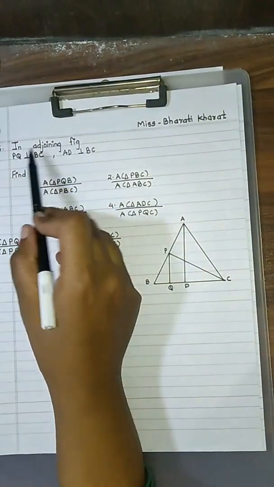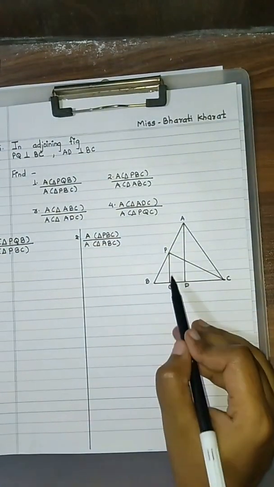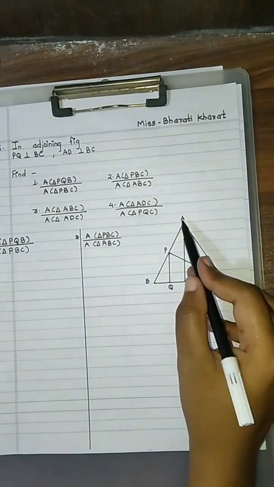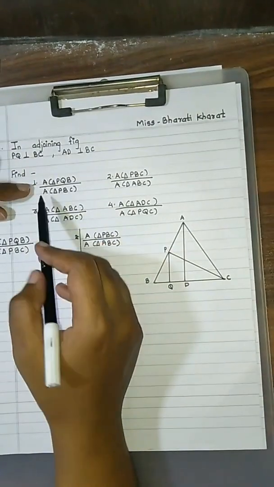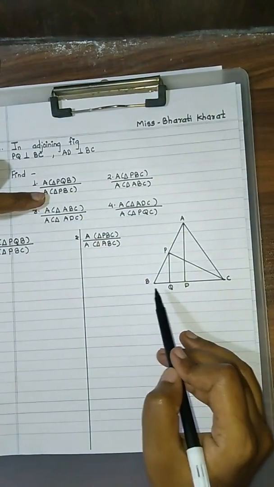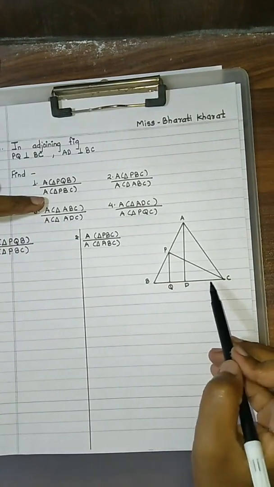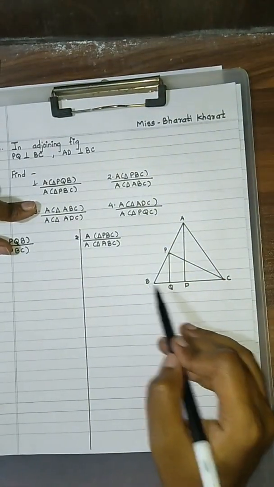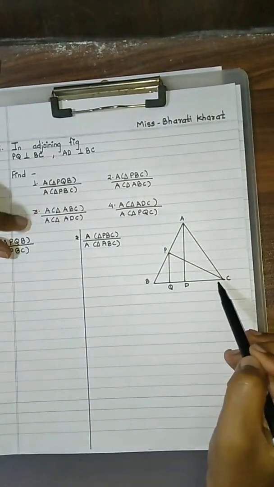Fifth question. In adjoining figure, PQ is perpendicular to BC. AD is perpendicular to BC. Then we have to find out first one, area of triangle PQB upon area of triangle PBC. Secondly, we have to find out area of triangle PBC upon area of triangle ABC.